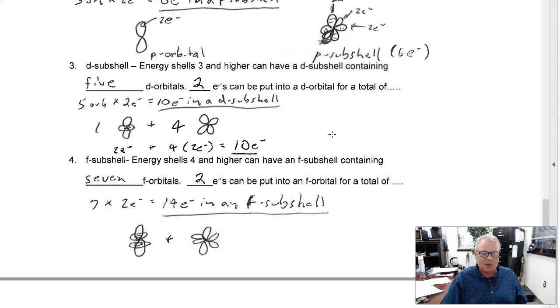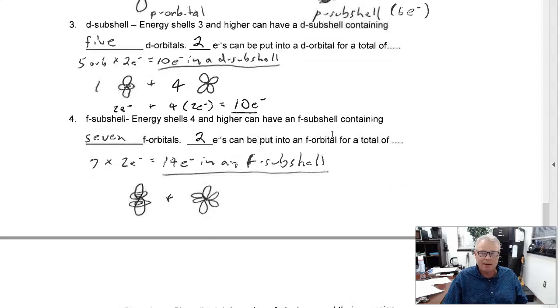All right, let's move on then. Energy shells 3 and higher can have a D subshell. Okay, by now you should be seeing a trend. Energy shells 3 and higher can have a D subshell containing 5 d orbitals. 2 electrons can be put into a d orbital, so I've got 5 orbitals times 2 electrons, 10 electrons in a d subshell.